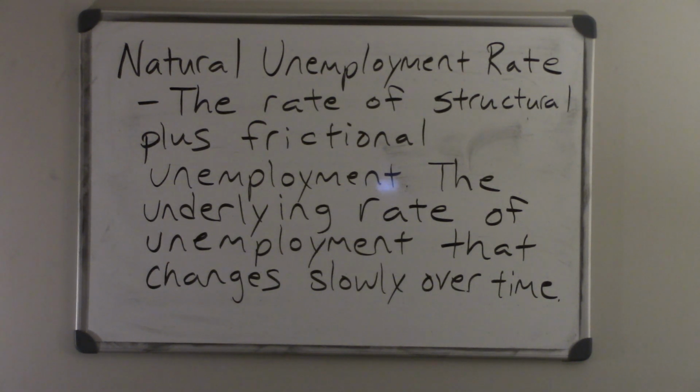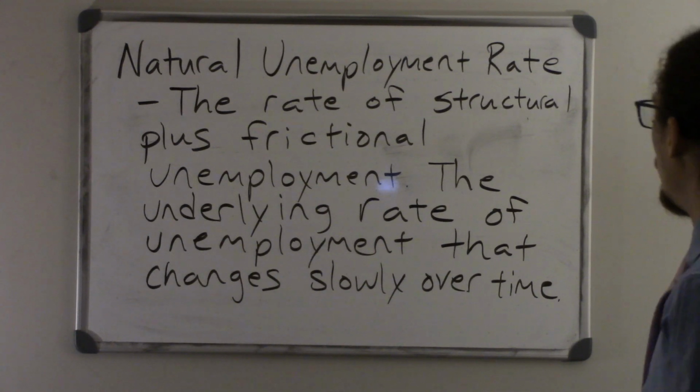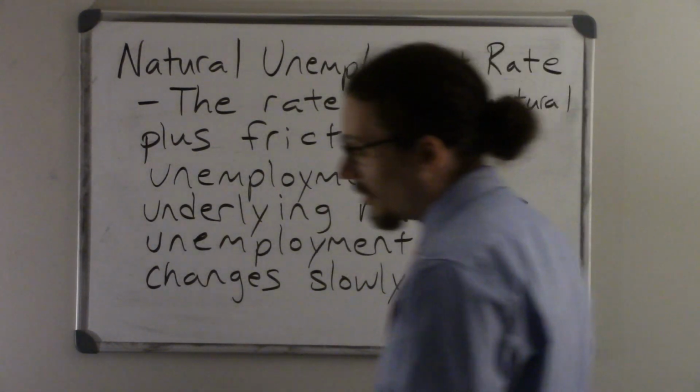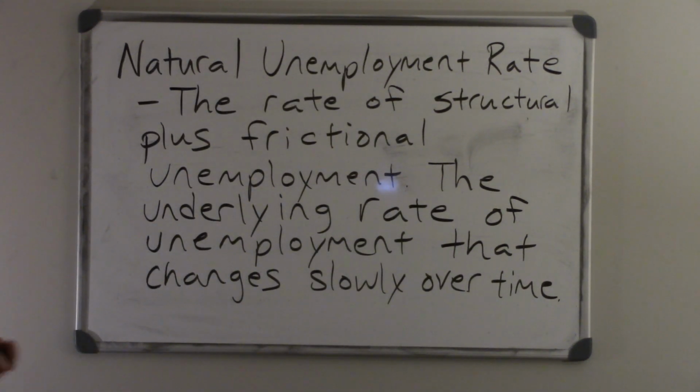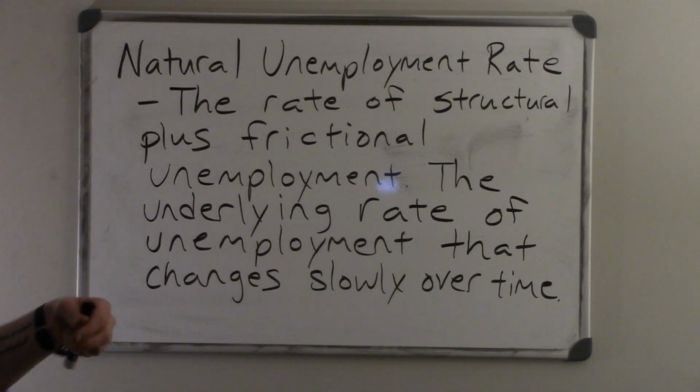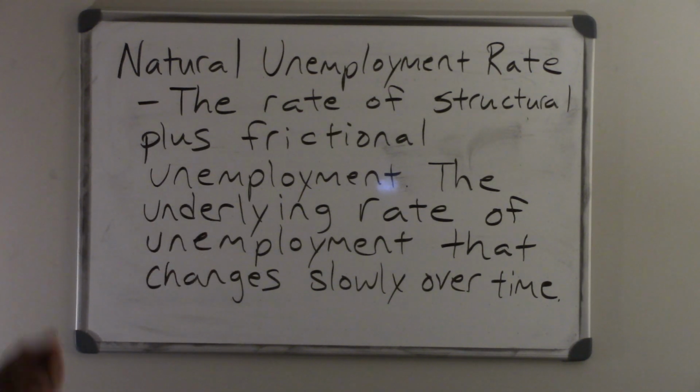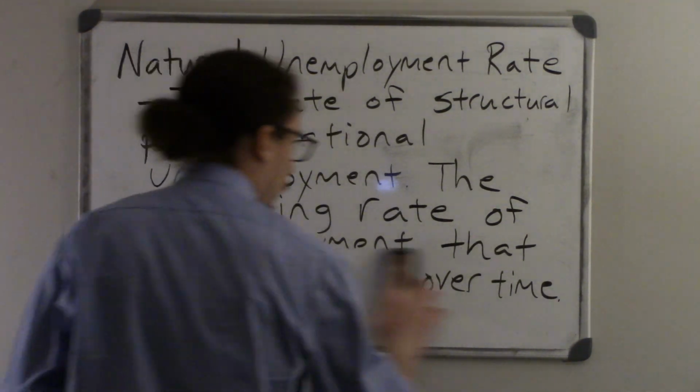All right, so if we're looking at our unemployment rate just overall, which is what we do, it would be incredibly difficult to try to untangle frictional from structural from cyclical unemployment, and that's why we just have a single unemployment rate. But this structural and frictional unemployment rate is essentially the trend line.